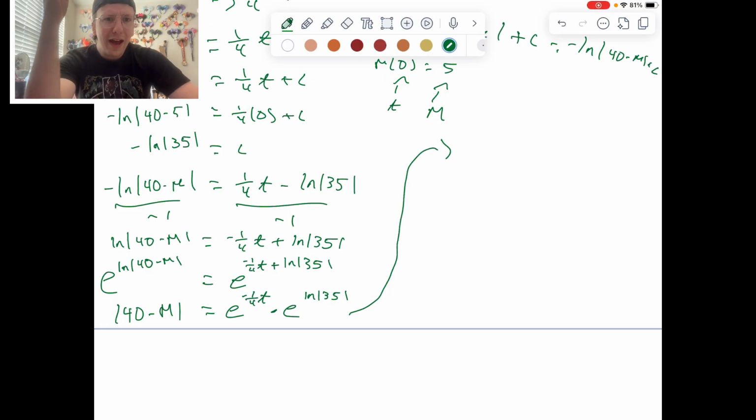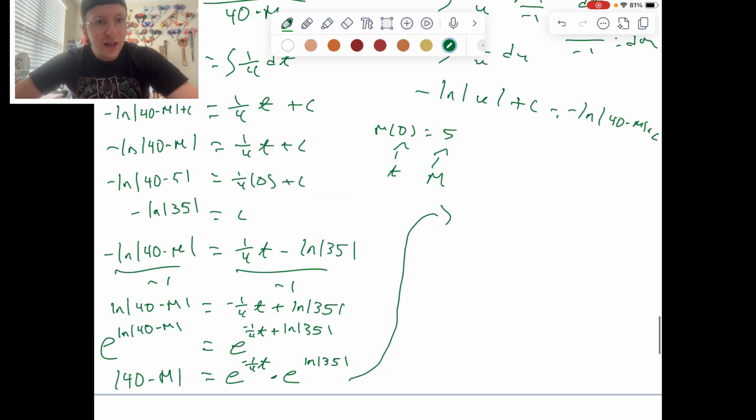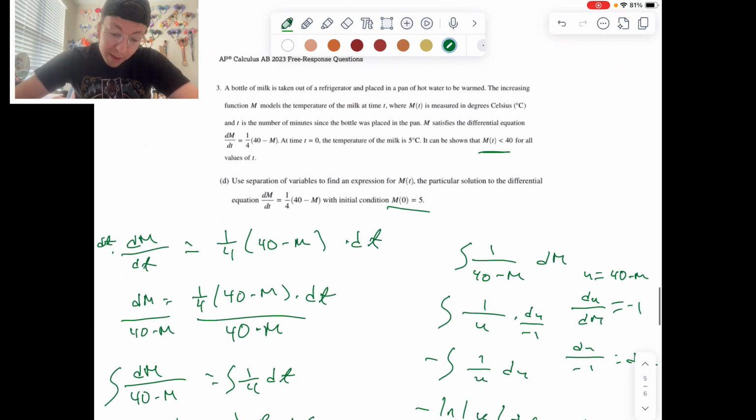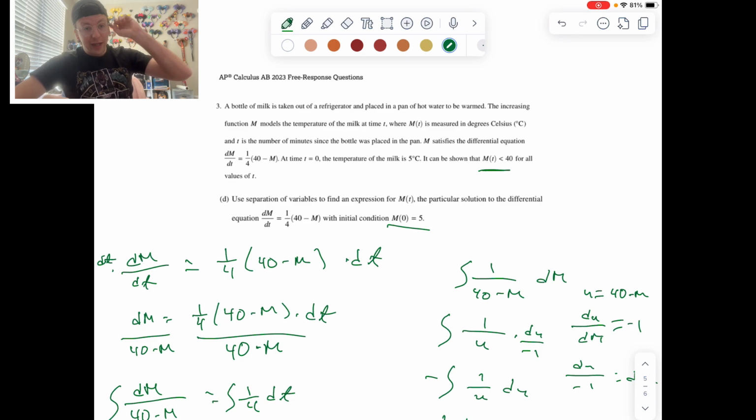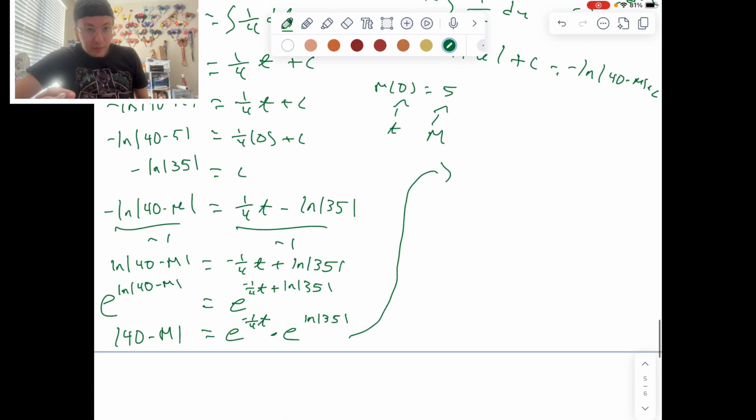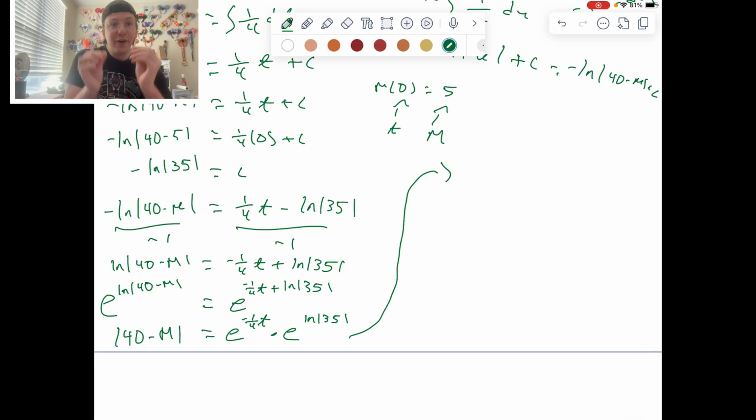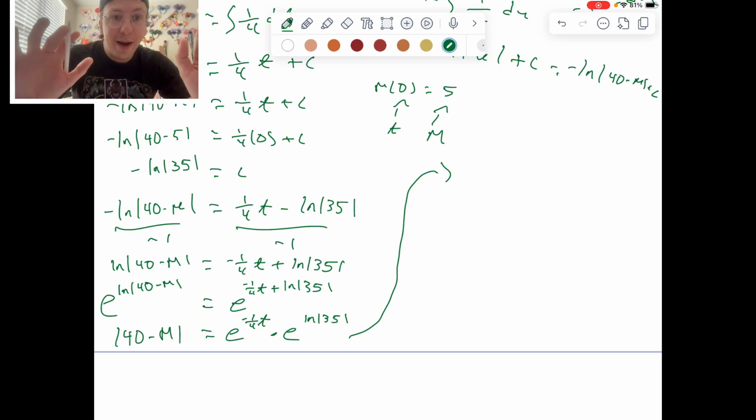Okay, we have to get rid of the absolute value of 40 minus m. Let's think about this just in general. I know from the beginning that m of t is less than 40. Our output of m is always less than 40. So in this case, is 40 minus m ever going to be a negative number? No, 40 minus m is always going to be positive. So that absolute value is really extra. Do I need it? No, it's an extra step that's not a necessity because 40 minus m is always going to be positive. So I can just forget about that in this situation.